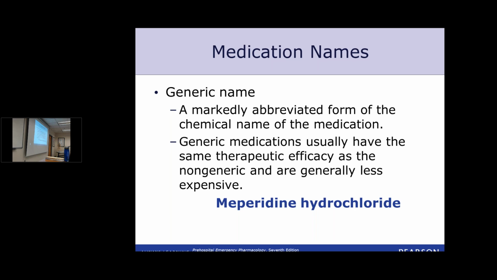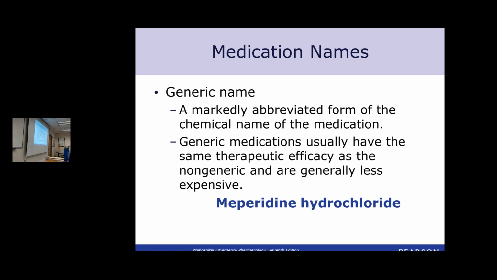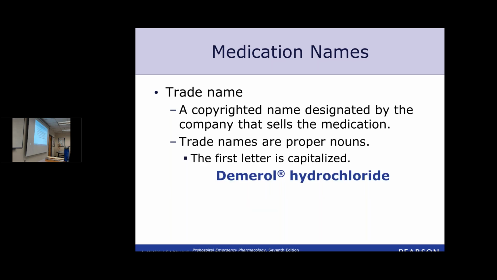The generic name is a markedly abbreviated form of the chemical name of the medication. Generic medications usually have the same effect, the same efficacy, work as well, and are cheaper along the way. And oh, by the way, it has a slightly different name, Loperamide hydrochloride. Trade name is copyrighted. The idea is that what goes into the USP for documentation is the trade name. Okay? So Loperamide and Demerol, same thing. You'll see the generic side of this as Loperamide, while in many cases you're going to see Demerol as a common thing.